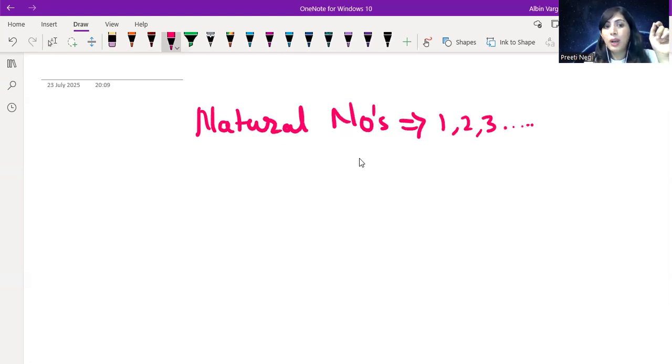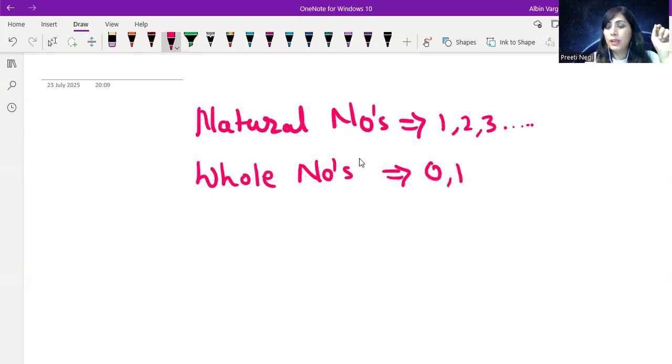Then we have whole numbers. The second kind of number is whole numbers. So whole numbers start with 0. 0, 1, 2, 3, 4, 5, 6, 7, and up to so on. So natural numbers start with 1. Whole numbers start with 0. Right? What other numbers do we have? Natural numbers and whole numbers are all positive numbers.